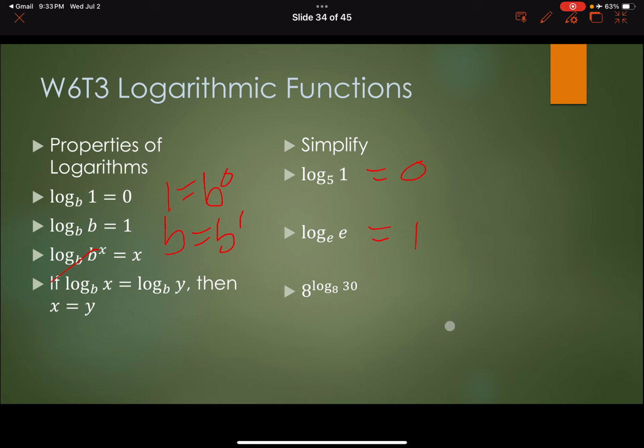Last one, 8 to the log base 8 of 30. Okay, you have to think about this one. So pause it here if you want to try it yourself, and then we'll try it.